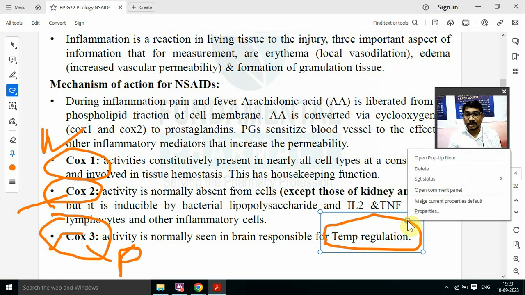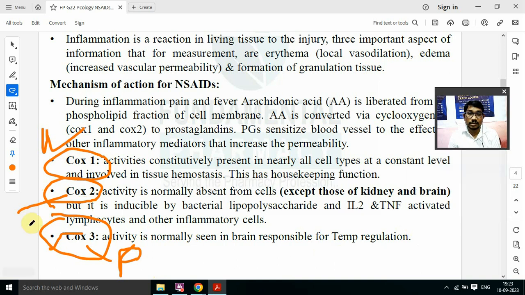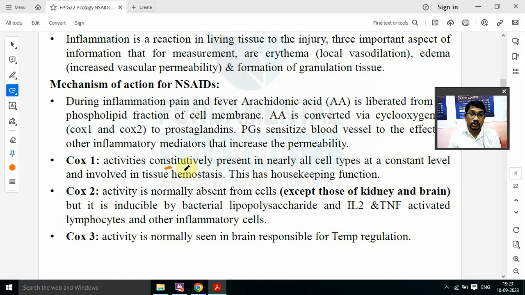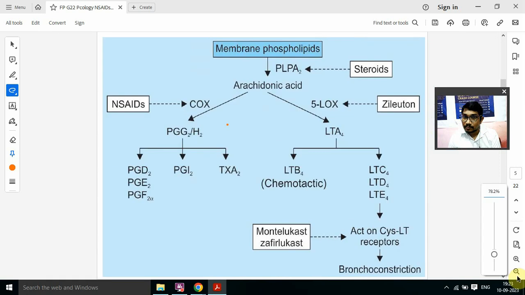तो रिमेंबर, there are 3 isoenzymes for cyclooxygenase: COX-1, COX-2, COX-3. COX-1 क्या है? It is a constitutive enzyme involved in tissue repair and it has a housekeeping function. COX-2 क्या है? It is inducible, and its production is increased by lipopolysaccharides, interleukin and tumor necrosis factor. COX-3 क्या है? It is responsible for the increase in body temperature in the brain. Okay, now we'll see the next.